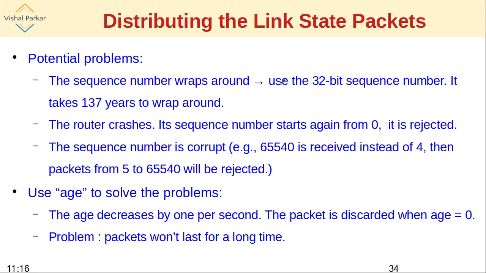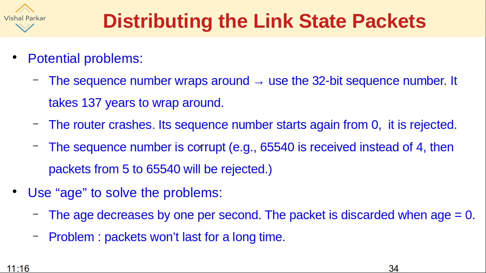So the solution is to use a 32-bit sequence number, because with a 32-bit sequence number, it will take 137 years for the sequence number to wrap, which is practically not approachable in that time calculation. It is too long. Next, the router itself may crash, and the sequence number starts again from the initial value of 0, and that's why it becomes either a duplicate or lesser than the sequence number which is already received, and that's why it is rejected. The sequence number may be corrupt due to some line problems.